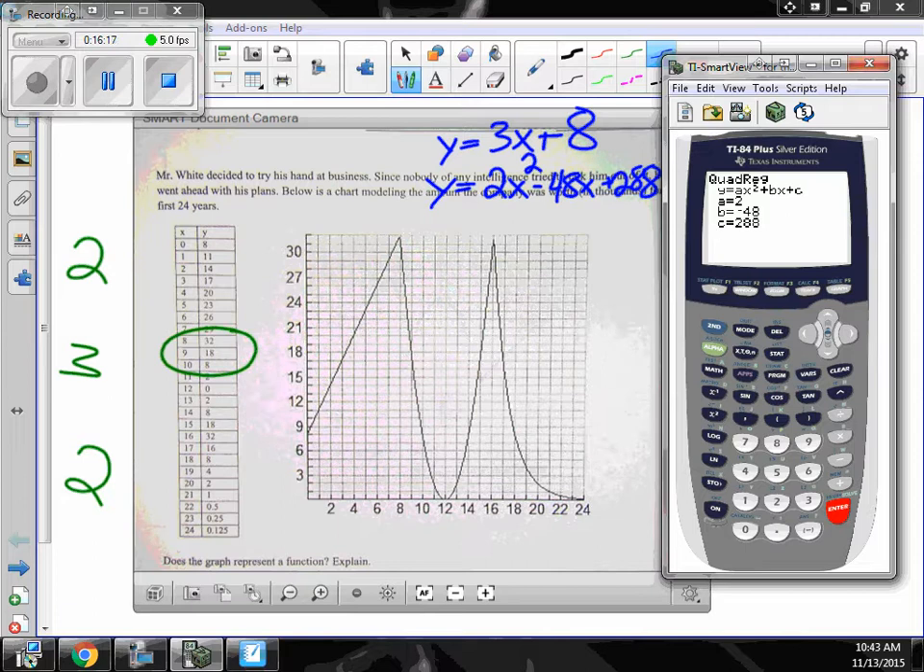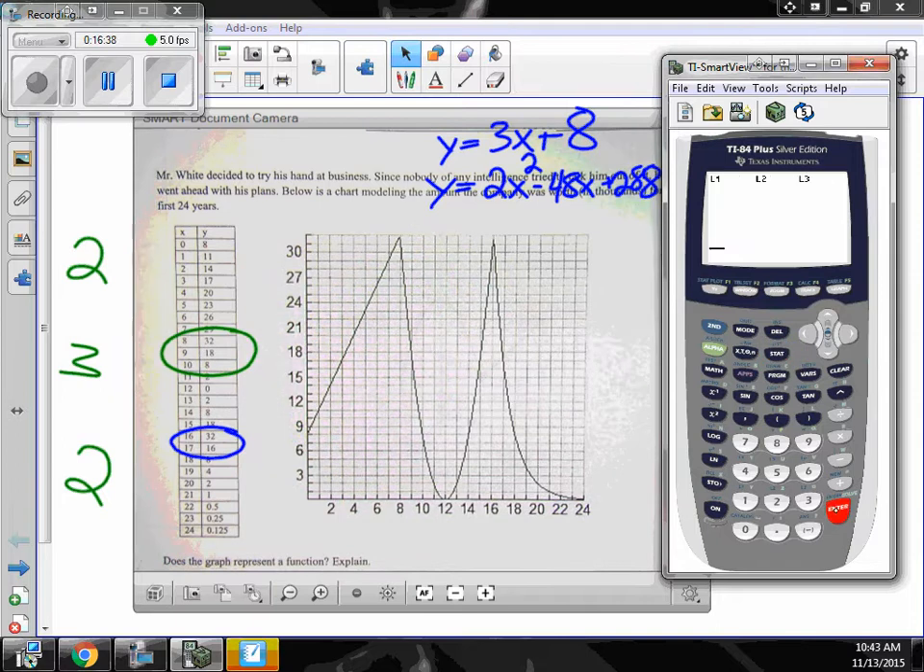Now I need to go back into stat, edit, and put in 2 points for the exponential equation. And any 2 points will work, but I'll just pick the first 2. For linear and exponential, you only need 2 points. For quadratic, you need 3. So I'm going to go back into stat, edit. I'm going to clear out my lists and put in 16 and 17 and 32 and 16.